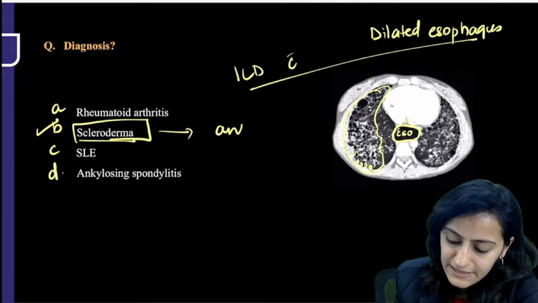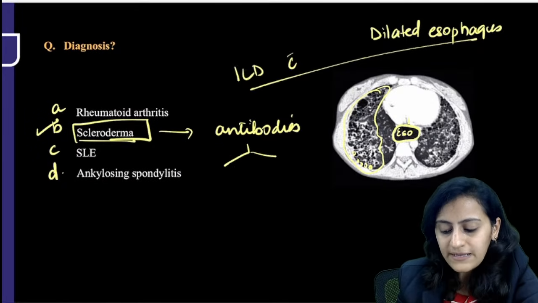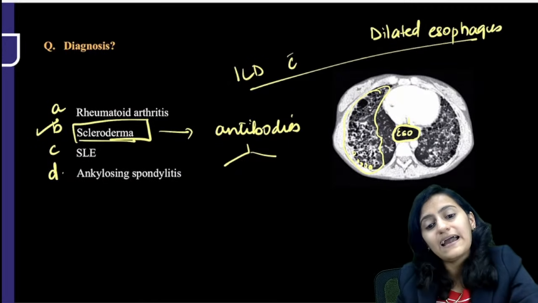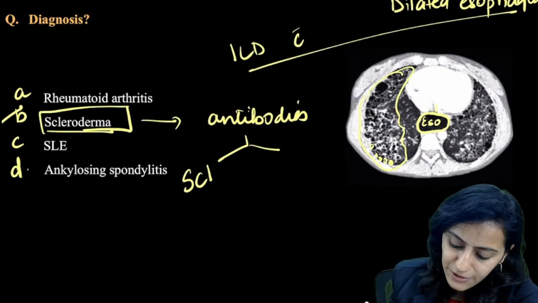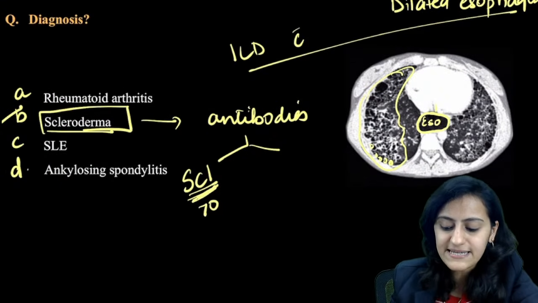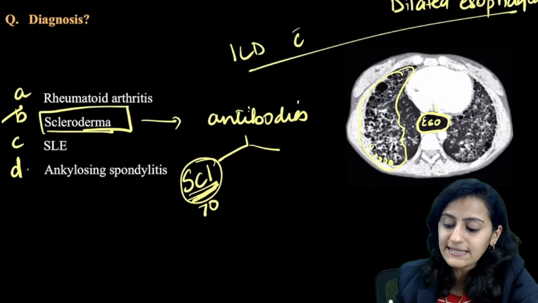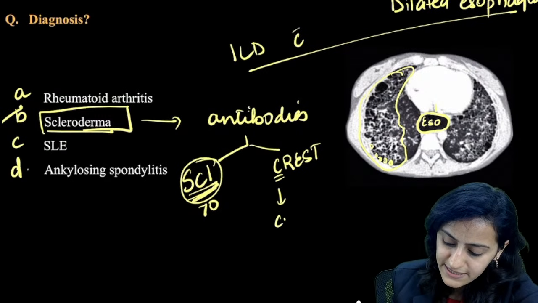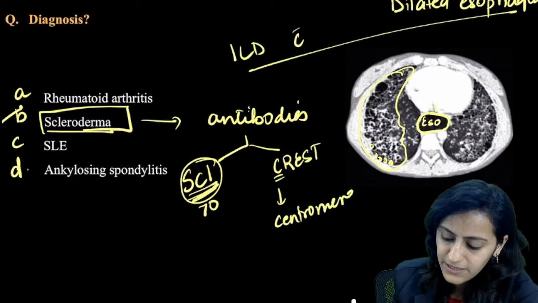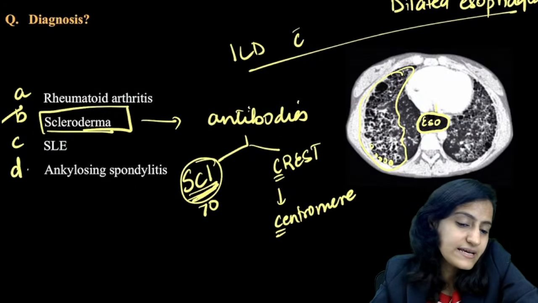What are the antibodies that are going to be positive in this case? Diffuse scleroderma and limited scleroderma, right? The CREST syndrome. So remember, scleroderma is anti-SCL70. Sclero, SCL. It is anti-SCL70. When it is the CREST syndrome, C for C, it is the anti-centromere antibody that we have in the CREST, right? That's there in the CREST.